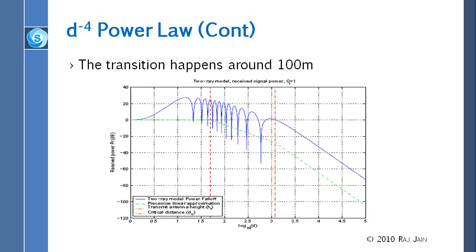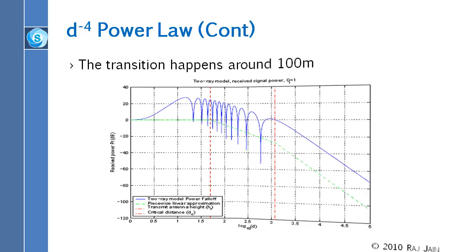Now, this answers your question right here. The transition happens around 100 meters. So for this measurement, the D break was more like 100 meters. Generally, we can forget anything below D break because we are never that close to the transmitter, unless it is Wi-Fi or something where the transmitter might be right here in this room. Otherwise, we stay away from the antenna.